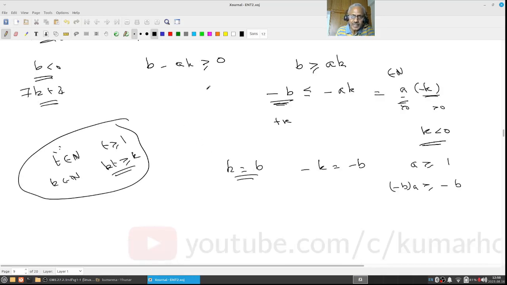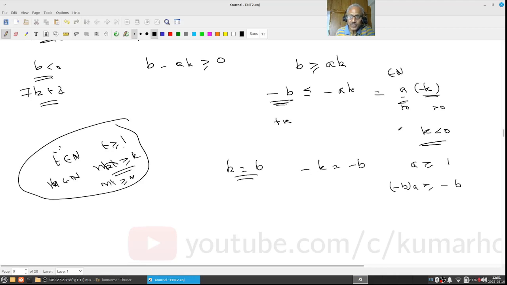So let's go back. So I know k must be negative. So what is the obvious thing? I also remember when t is greater than or equal to 1, for every natural number m, t times m is greater than or equal to m. Okay, so I want something greater than or equal to minus b, which is a positive number. Therefore, what is the obvious thing? Take minus b itself here.